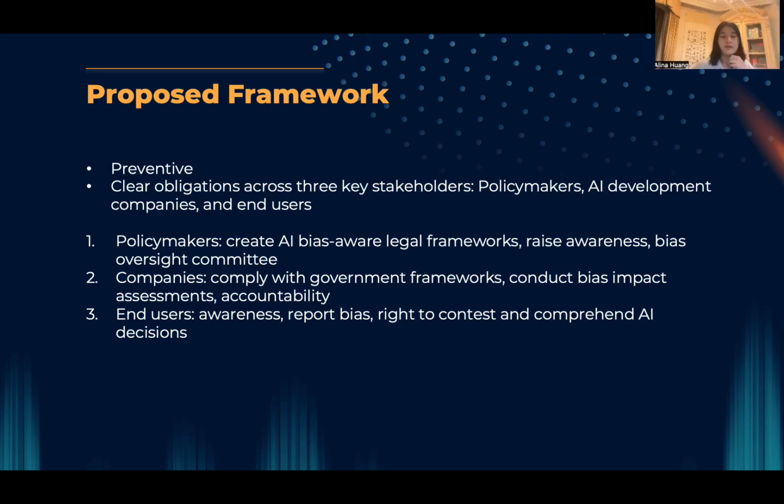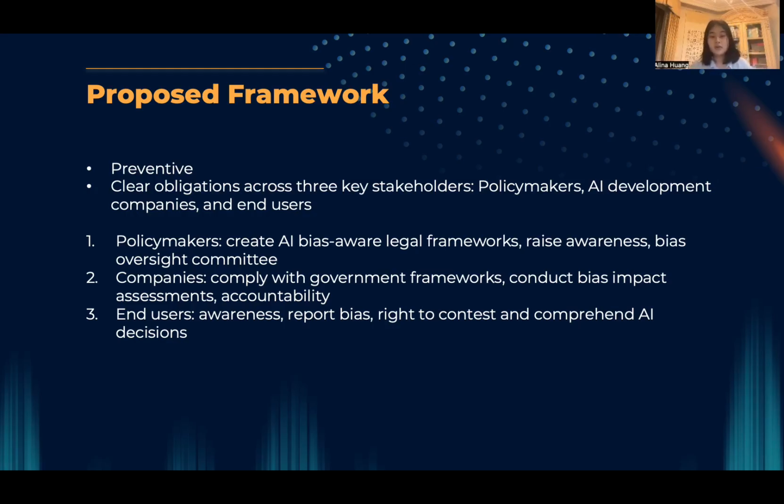To summarize my recommendations for obligations across these stakeholders, firstly, policymakers should create specific bias-aware frameworks for corporations developing AI algorithms used in the justice system. Raise awareness of potential AI biases and set up independent bias oversight committees responsible for reviewing and addressing these biases.